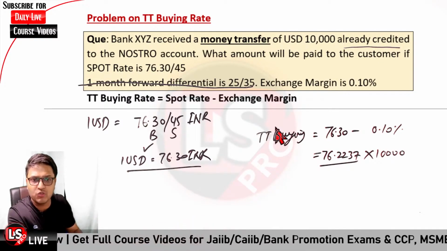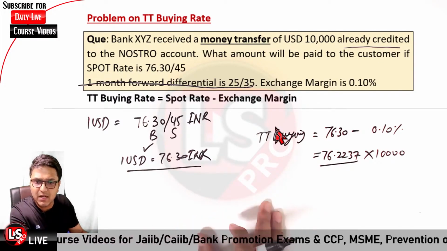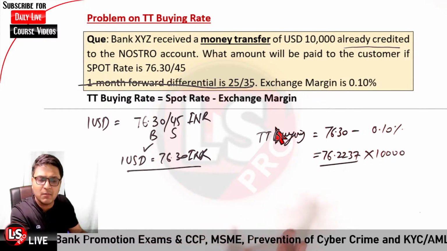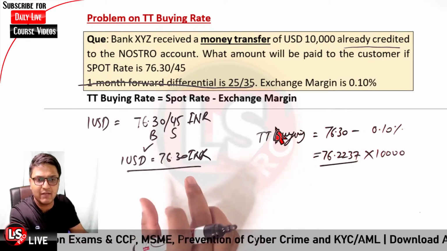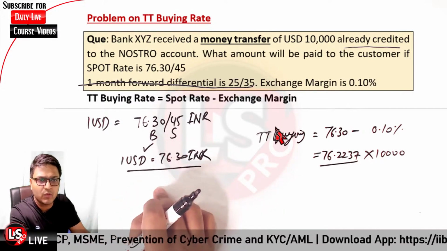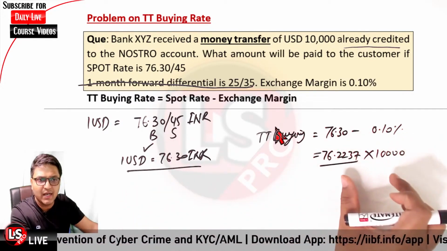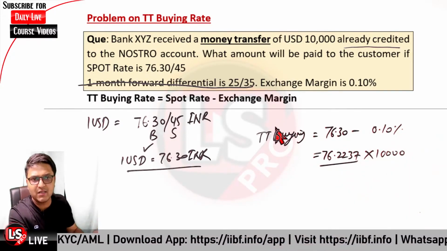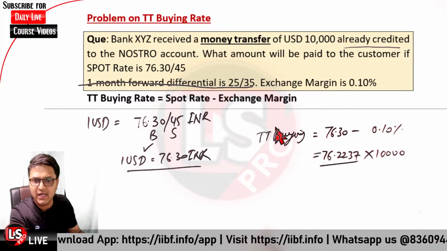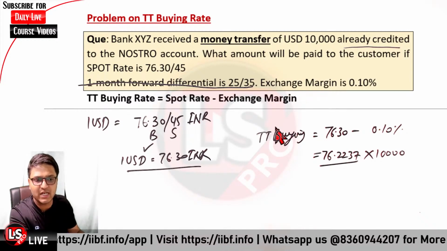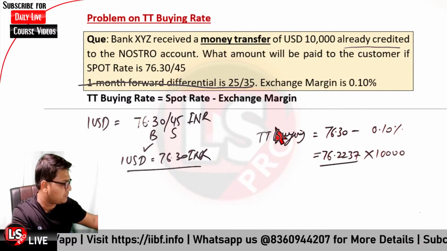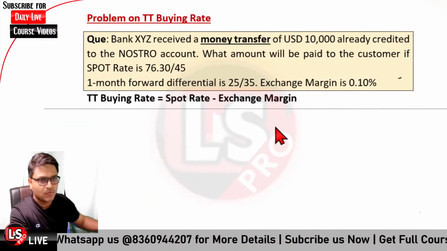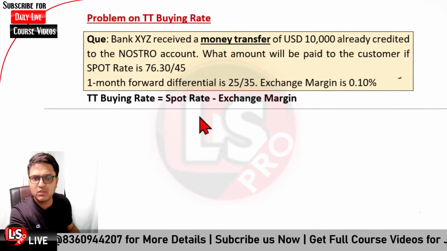We need to sell the USD in the market, and if you want to sell the USD in the market, you have to sell them at the buying rate. That is why we are taking the buying rate over here. Then we subtracted the exchange margin, and here comes your answer, 762237. So that is regarding the TT buying rate. I hope you have understood this concept.